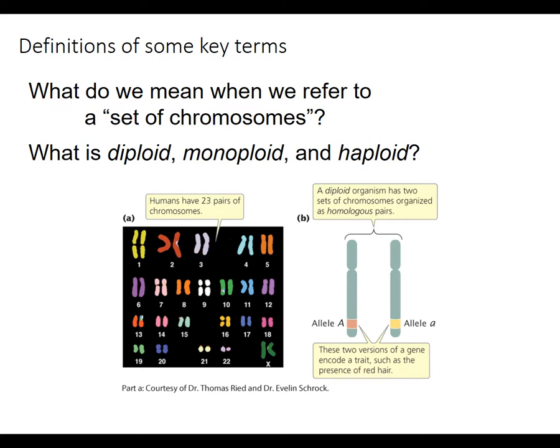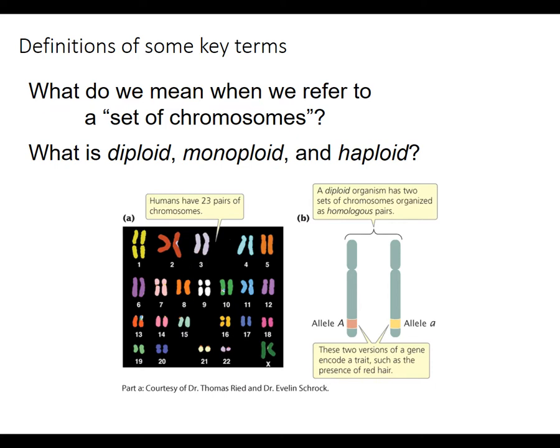A monoploid cell would only contain 1 set. So 1 copy of chromosome 1, 1 copy of chromosome 2, 1 copy of chromosome 3, etc. And there are monoploid cells in the human body. We call them gametes, eggs or sperm. So most of the cells in the human body are diploid, and a smaller number are monoploid.